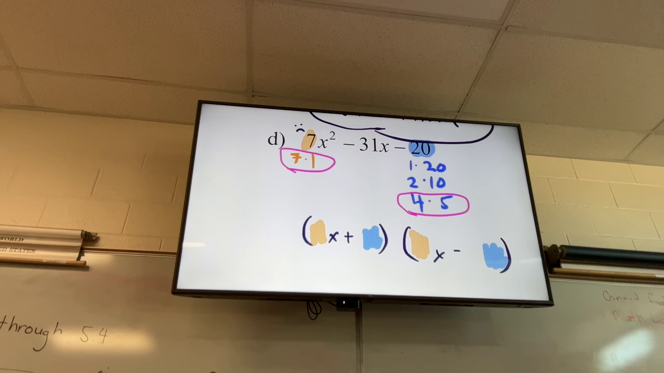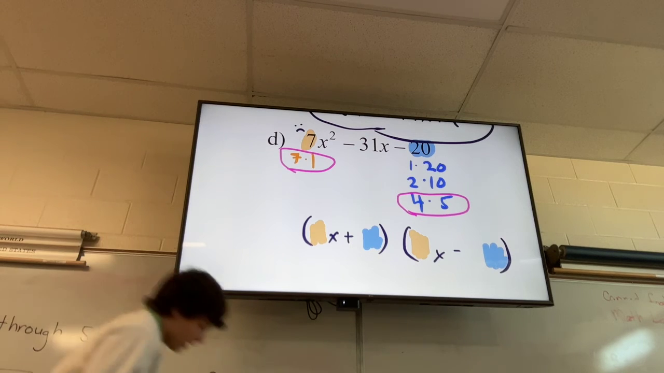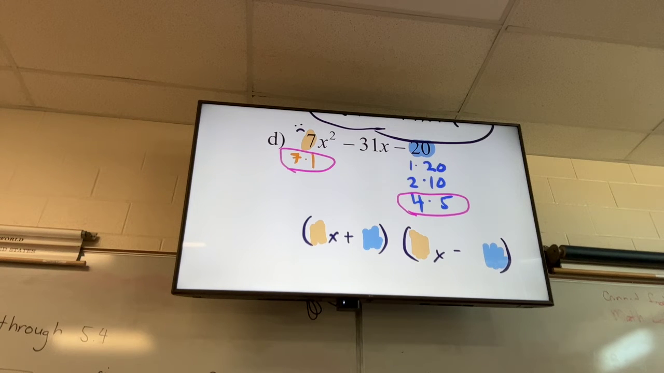So how'd you know that those worked, Ruby? They add up to 31 or they what? They subtract to 31, right? Yes. Why are we looking for a difference of 31 here, not a sum of 31? What do we look at? Signs. They're different, right? Different, difference; same, sum. Okay, so those are the factors that are going to work.